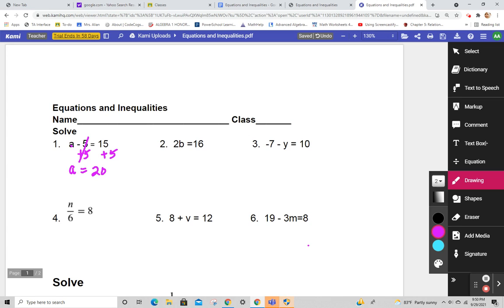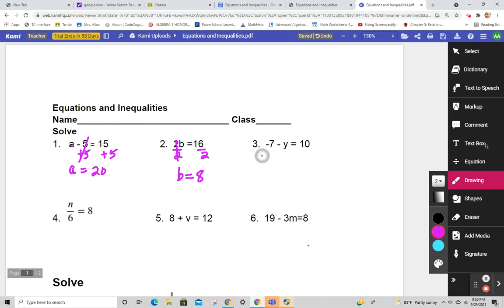This is also a one-step equation. All we have to do is divide both sides by 2 to solve for B. So B is 16 divided by 2, which is 8. And we can check. 2 times 8 is 16.